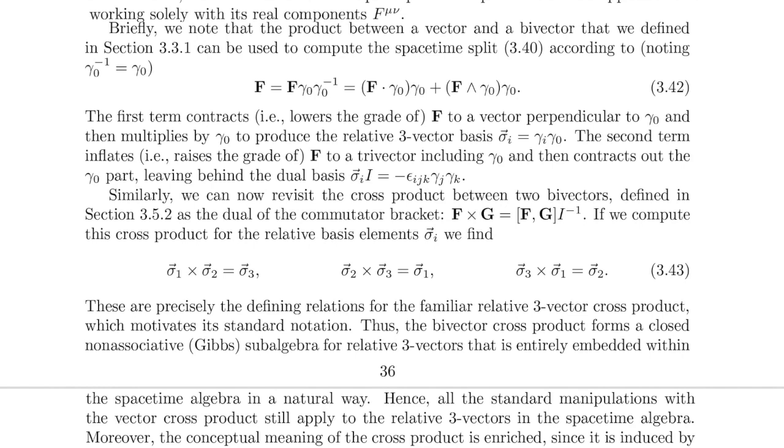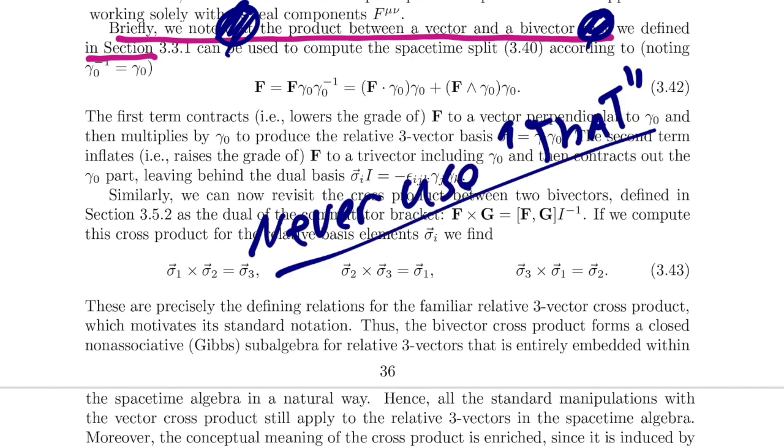All right, so briefly, we note that the product between a vector and a bivector that we defined in section 3.1. This is hard to read out loud because they repeat the word "that," right? These are annoying things that you don't get otherwise. First of all, you should never use "that." In all of your writing, never use "that." I'm going to write this down. If you find the word "that" in your text, rewrite the sentence so it's not even there.